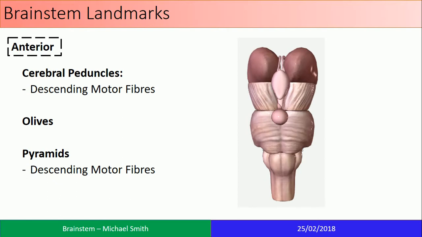And this is again a continuation of our motor fibers, so they come down through to the cerebral peduncles and then down in the pyramids. They then also will decussate in the pyramids, and that's why we also have our pyramidal decussation, which isn't clear on this image, but they will decussate around here.